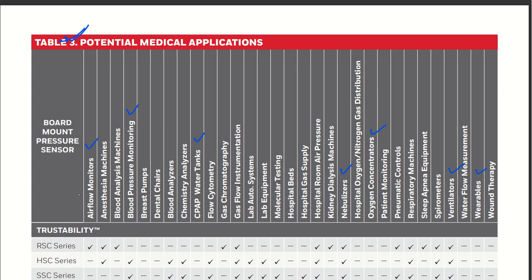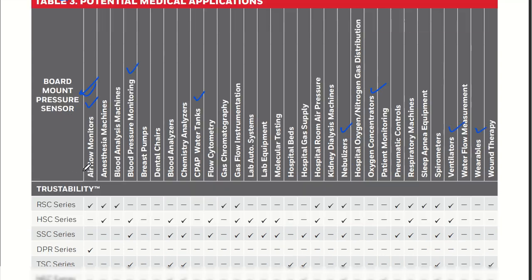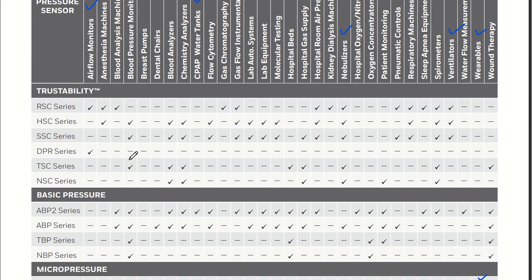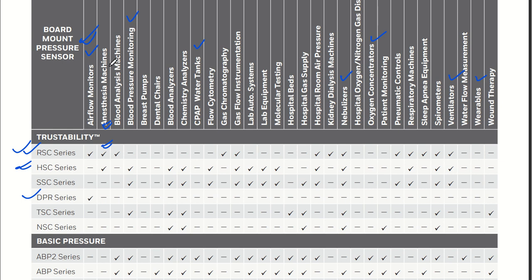First of all I'll go to airflow monitors. Which pressure sensors will be most suitable for our airflow monitors? We can have the RSC series or DPR series. If you want to use it in your anesthesia machine, again the RSC series as well as HSC series can be used. Wherever a tick mark is available, you can try those out.